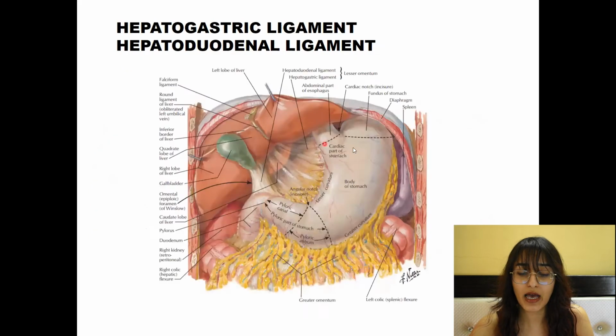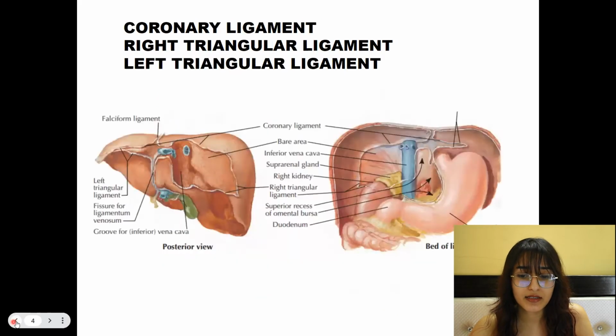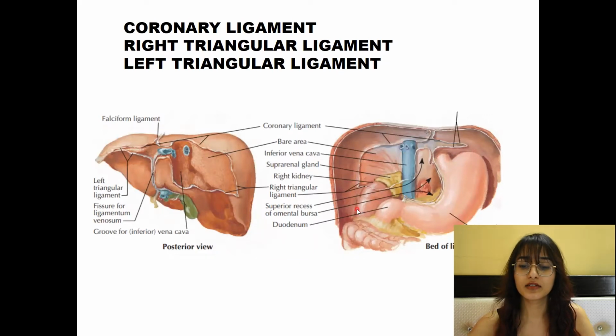Yeah, we can see we have stomach, esophagus, duodenum. Here you can also see the right kidney. It is more clear in this picture when the liver is removed. You can see there is inferior vena cava. Let's just look at the picture itself. There's inferior vena cava. You can see the right kidney more clearly, and you can also see the suprarenal gland, duodenum, and the stomach and the esophagus.